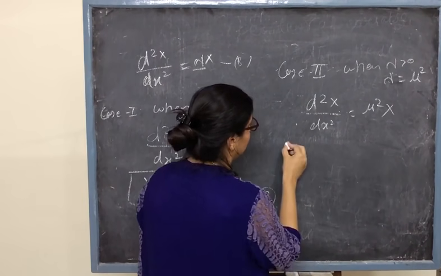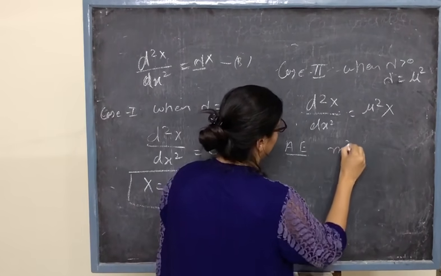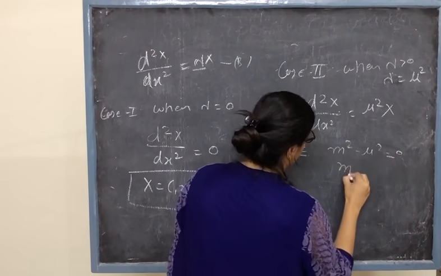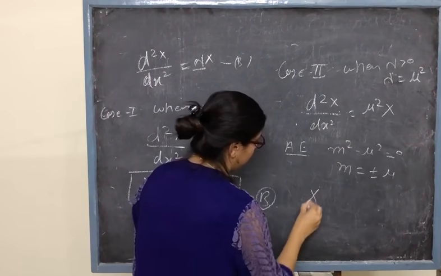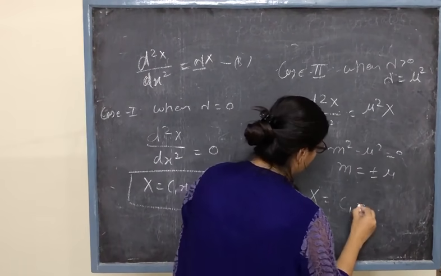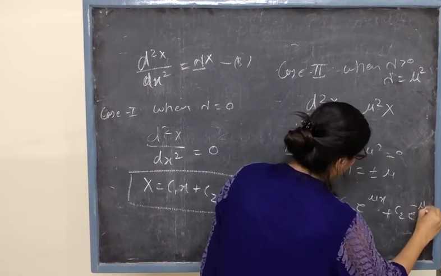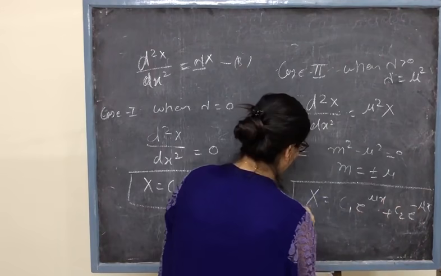Solving this, first of all we will find the auxiliary equation. What will that be? M square minus mu square equals 0. Here we will get m equals plus minus mu. The solution of equation 1 would be x equals c1 e raised to the power mu x plus c2 e raised to the power minus mu x. This is our second solution.